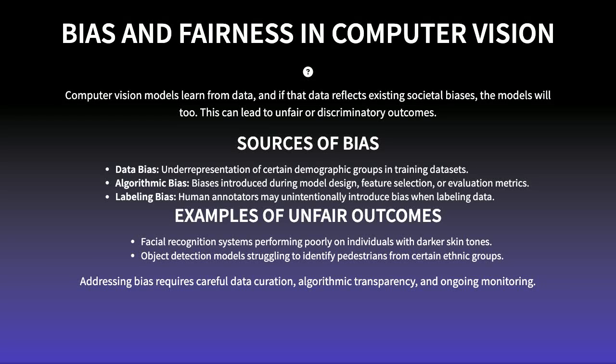Okay, let's talk about a really important aspect of computer vision: fairness. These models are trained on massive datasets, and if those datasets aren't representative, the models can inherit and even amplify existing biases in society. It's not just about technical accuracy, it's crucial that these systems treat everyone equally. We need to look at where bias comes from, whether it's a lack of diversity in the data itself or unintentional bias during the design process.